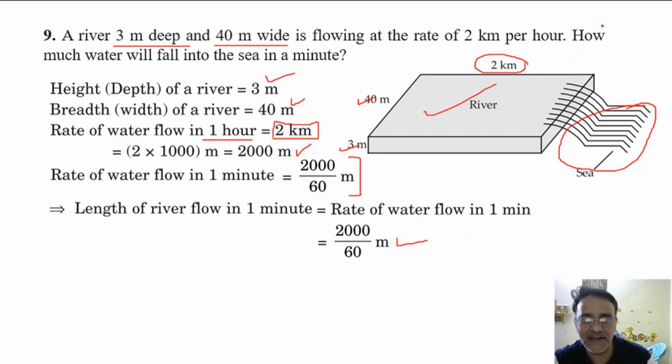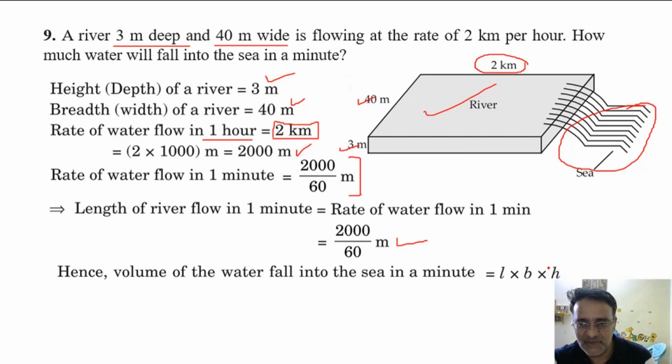Now we have to find how much water will fall into the sea in a minute. That means we have to find the volume of water. So I already told you that this will take the shape of a cuboid. So the volume will be length into breadth into height. Length is 2000 by 60, breadth is 40 and height is 3.